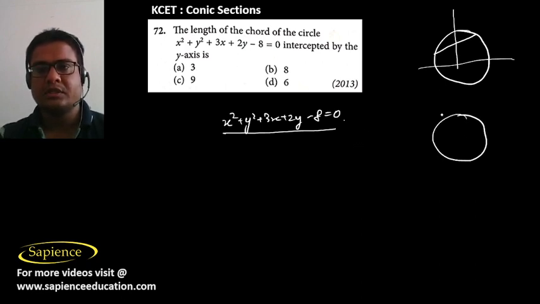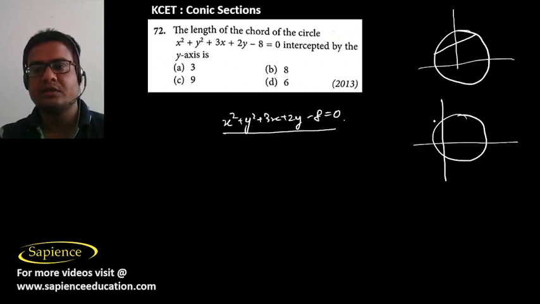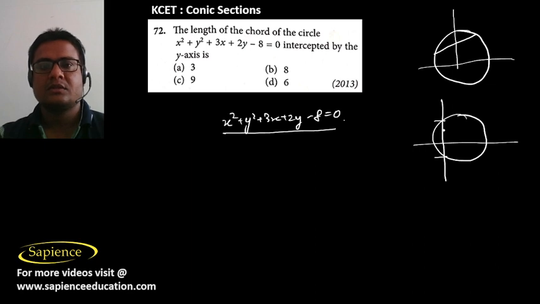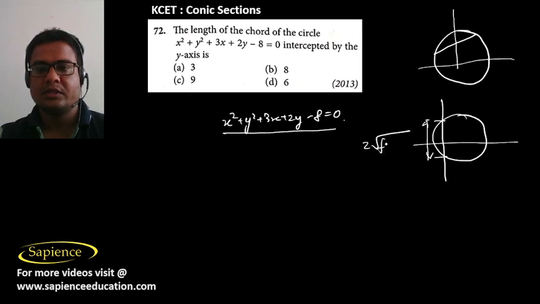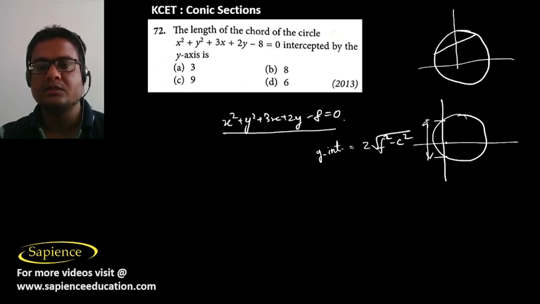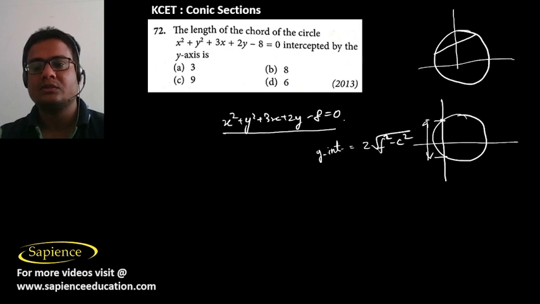Suppose a circle is like this, then the portion it will cut from the y-axis, this chord length, is given as 2 root over f square minus c. This is the y-intercept, or the chord length, which is equal to the intercept on the y-axis cut by it.